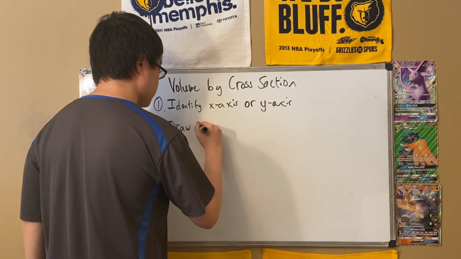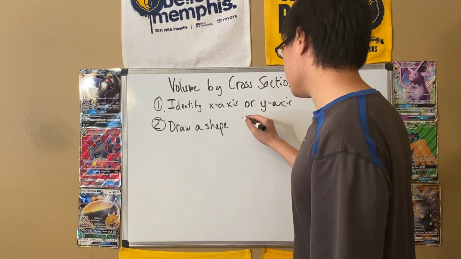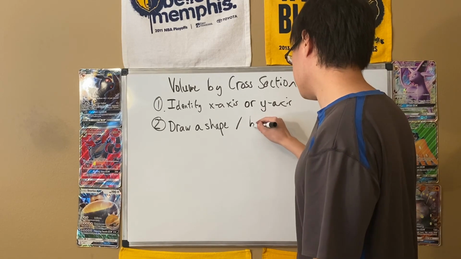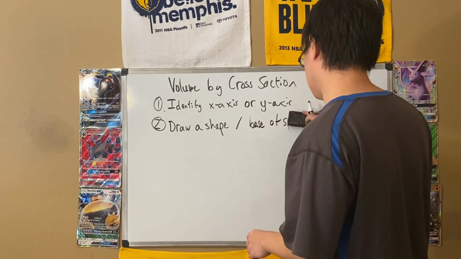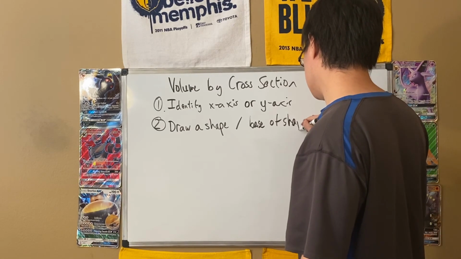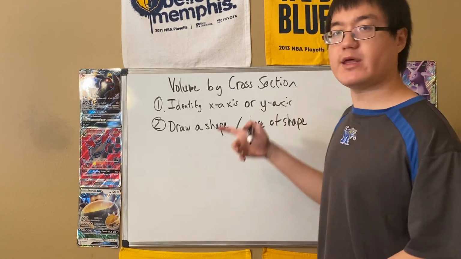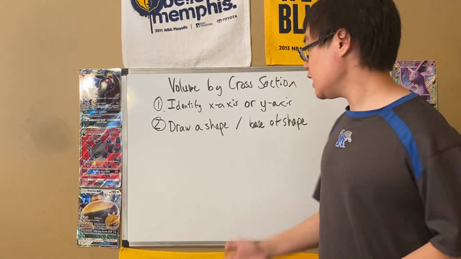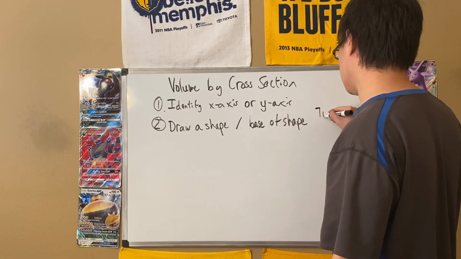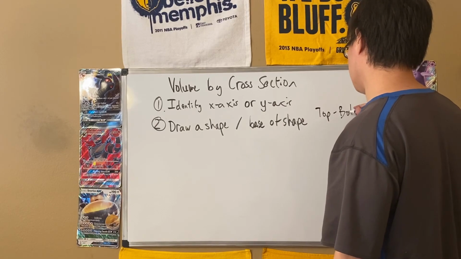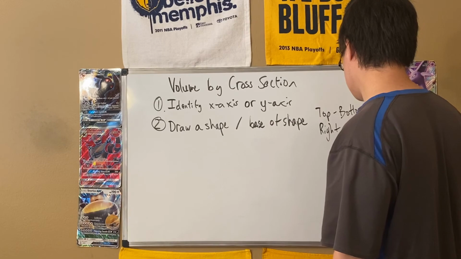So we're going to draw the shape that's given. Again, we don't get to choose it. It's a given shape. And the important thing is that the base of the shape will either be top minus bottom or right minus left. If we're dealing with the x-axis, we're going to do top minus bottom. If we're going to do the y-axis, we're going to do right minus left. So the base of the shape is either going to be top minus bottom or right minus left, depending on step one.